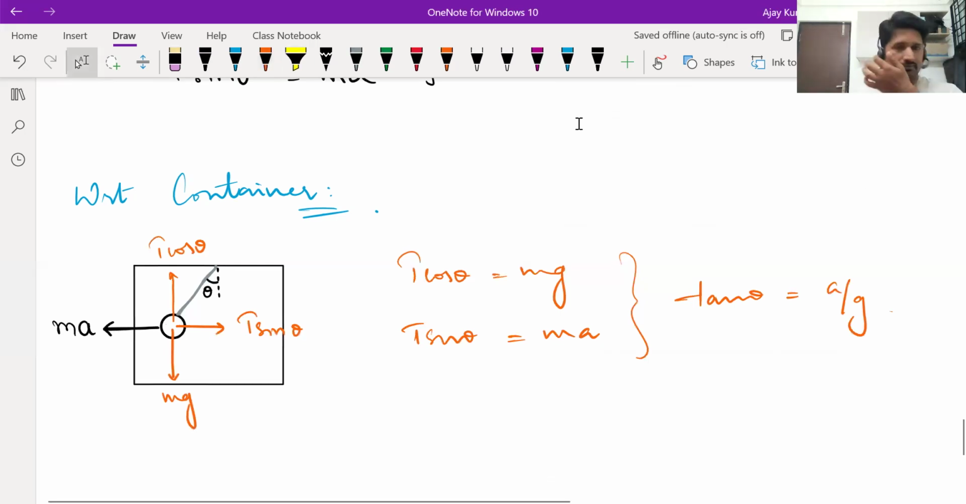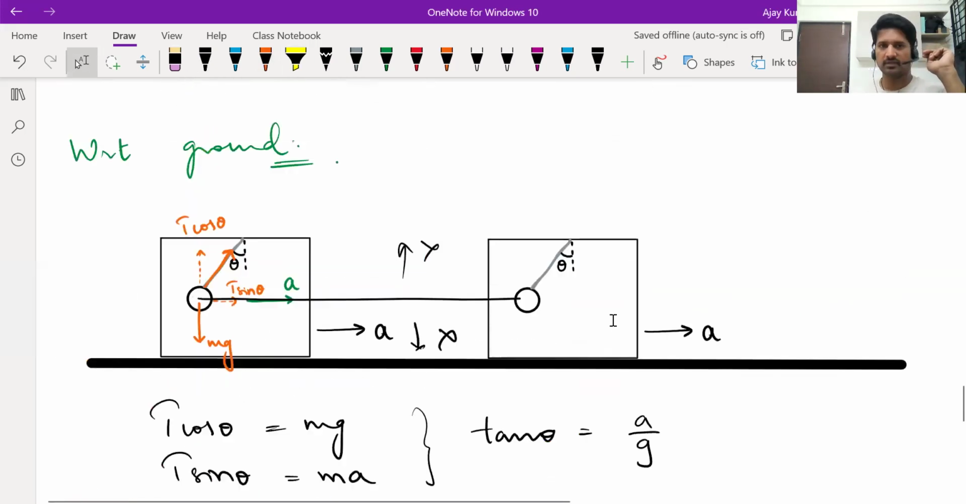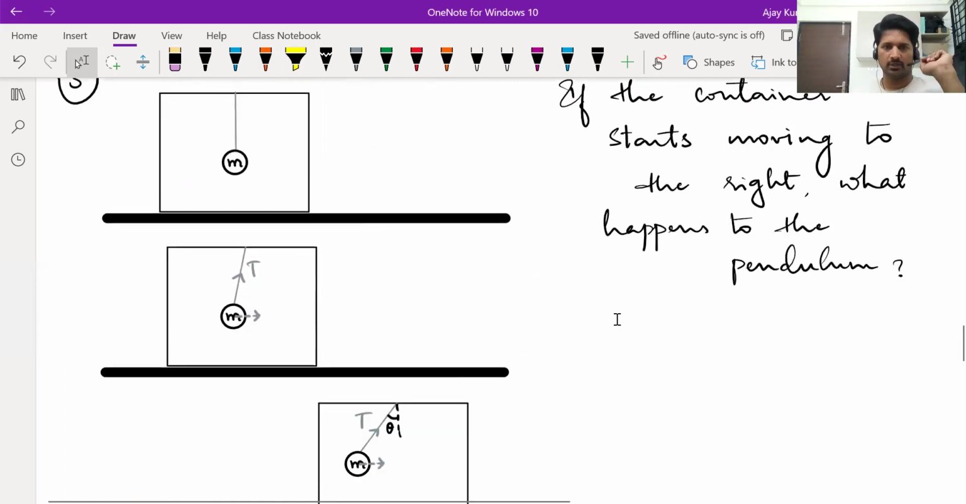Okay, so it is a common misconception that people think the object moves to the left. Object does not move to the left with respect to ground. There's no force to the left. Why will it move to the left? Okay, with respect to container, it swings backwards, swings to the left. That is okay. But with respect to ground, if you see, it will be going forward only. Hope this is clear to all of you.